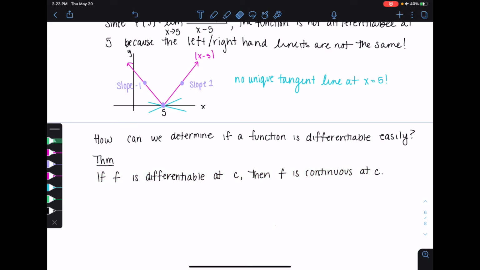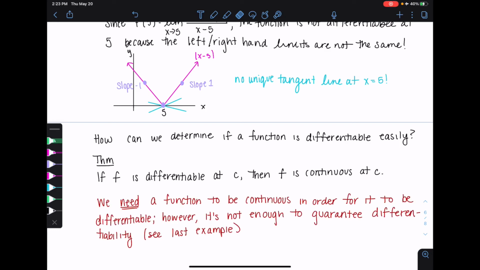The reverse is not true. So we absolutely need a function to be continuous for it to be differentiable. But just because it's continuous, you can't say it's differentiable. This being a prime example. This function is continuous at 5, but I do not have a unique tangent line there. So it is not differentiable.